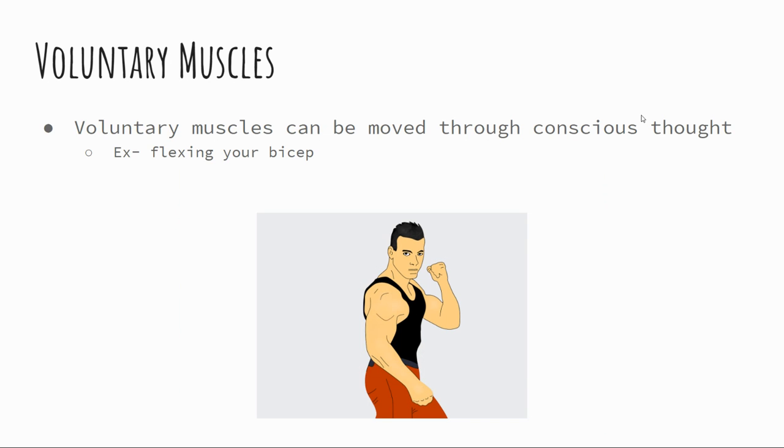So you have two different types of systems within the muscular system. First one's going to be the voluntary muscles, which can be moved through conscious thought. For example, picture here flexing your muscles. That's a conscious decision you're making to do, and that is one side of the muscle system.